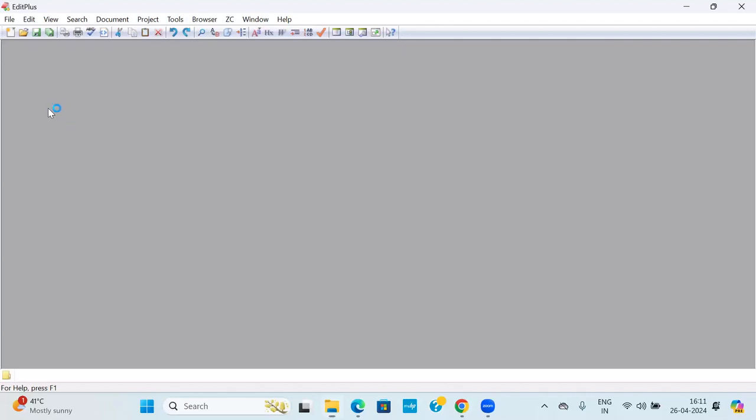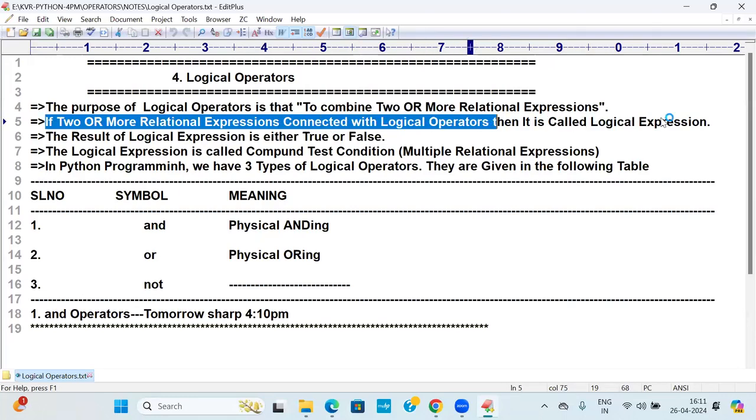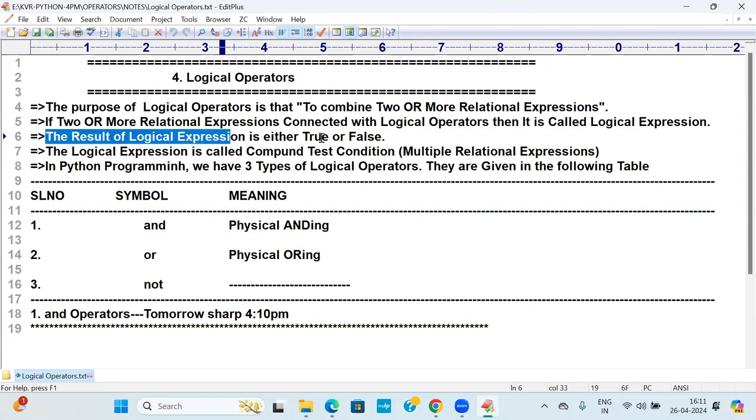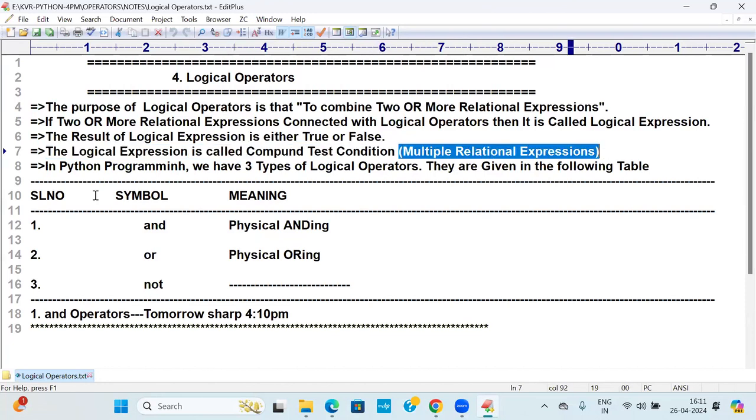As you know, the purpose of logical operators is to combine two or more relational expressions. Two or more relational expressions connected with logical operators is called a logical expression. The result of a logical expression is either true or false. The logical expression is called a compound test condition. Compound condition is nothing but multiple relational expressions.